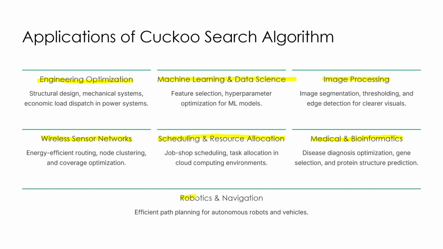And the last application is in robotics and navigation. The algorithm helps in path planning, helping robots and autonomous vehicles find the safest and most efficient route. And that brings us to the end of our journey with the cuckoo search algorithm. We saw how a simple behavior in nature can solve some of the toughest optimization challenges in the world. Smart exploration, continuous improvement, and powerful results. That's the magic of cuckoo search.